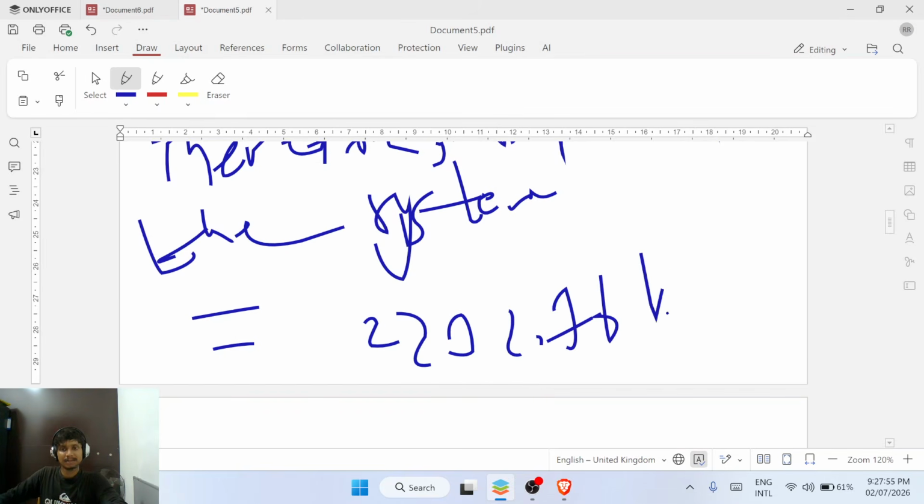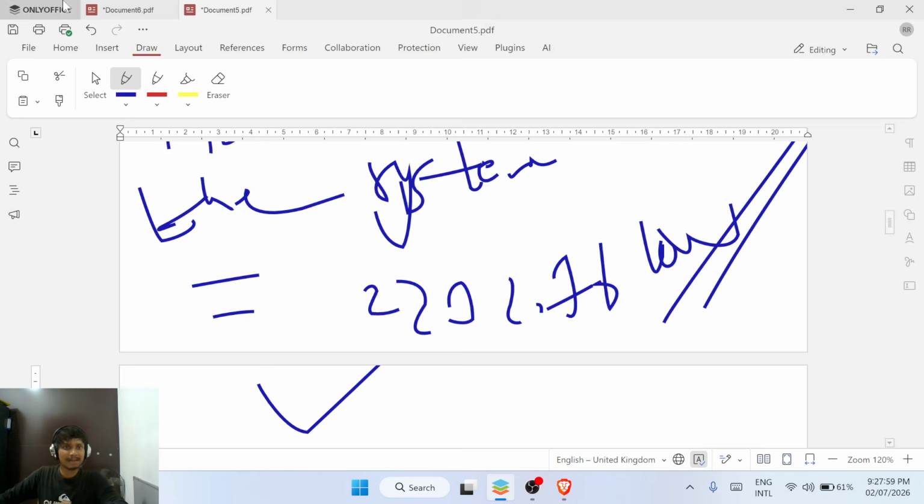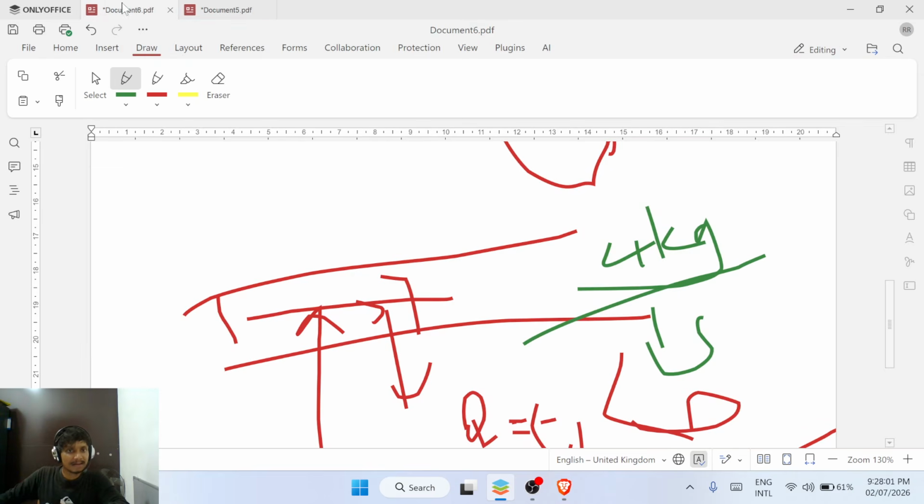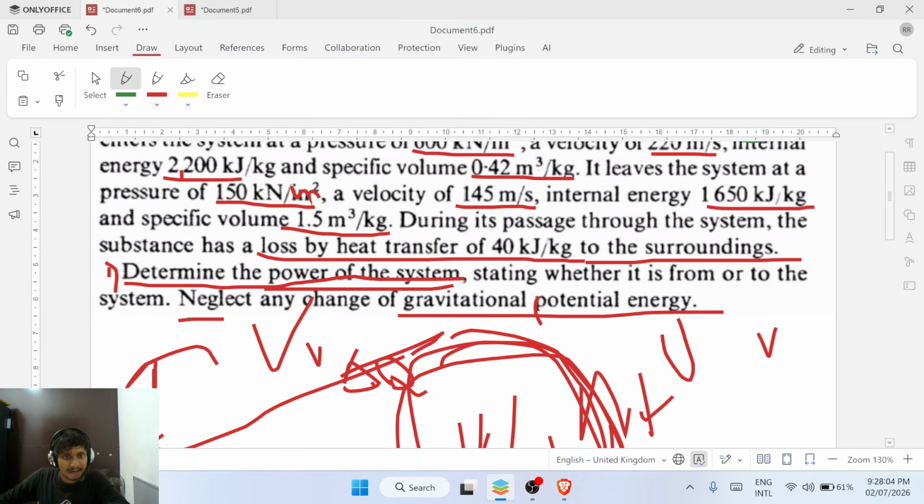2202.76 kilowatt. This is the final answer. Now we have found the total answer. Is there anything else we have to find? The question says determine the power of the system. Okay, we have found the power of the system.